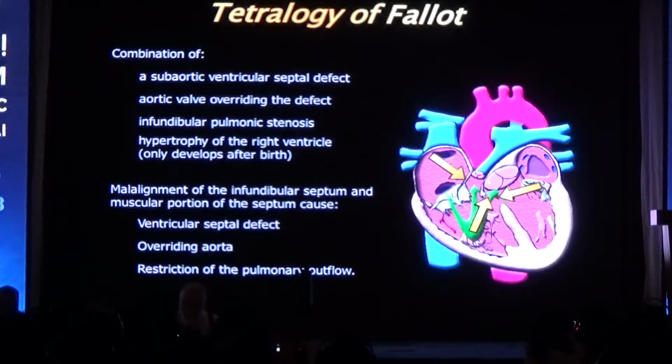So these two segments here did not align properly, and this causes three problems. First, there's a gap in between, so you have a ventricular septal defect. There's an overriding of the aorta, and there's a restriction to the pulmonary inflow. So tetralogy of Fallot is a combination of a subaortic ventricular septal defect, an aortic valve overriding the defect, an infundibular pulmonary stenosis, and hypertrophy of the right ventricle, which is not something we see prenatally. This is a postnatal finding.